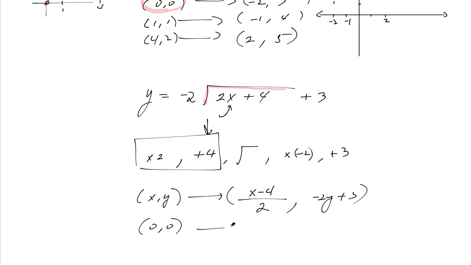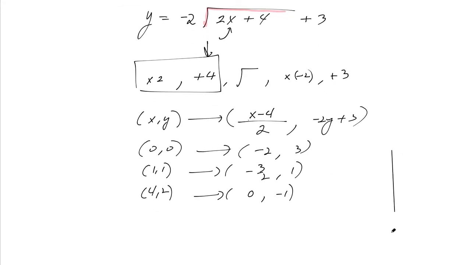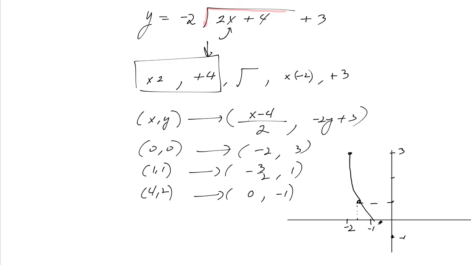Now you plug in 0, 0, and we get negative 2, 3. Plug in 1, 1, and we get negative 3 over 2, and 1. And plug in 4, 2, and you get 0 and negative 1. So the points are negative 2, 3; negative 3 over 2, 1; and 0, negative 1. We start from here and we go down.